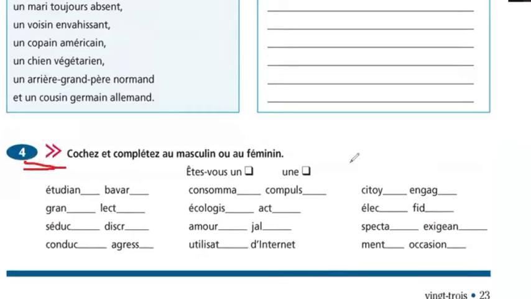Now, we say cocher et compléter au masculin. Now, that means you should indicate and you complete the masculine. That is what it is asking you to do here. So these are basically tests for mastering the masculine.